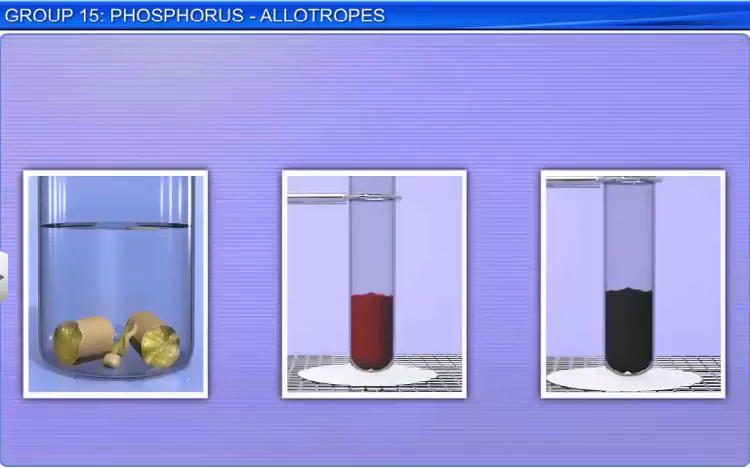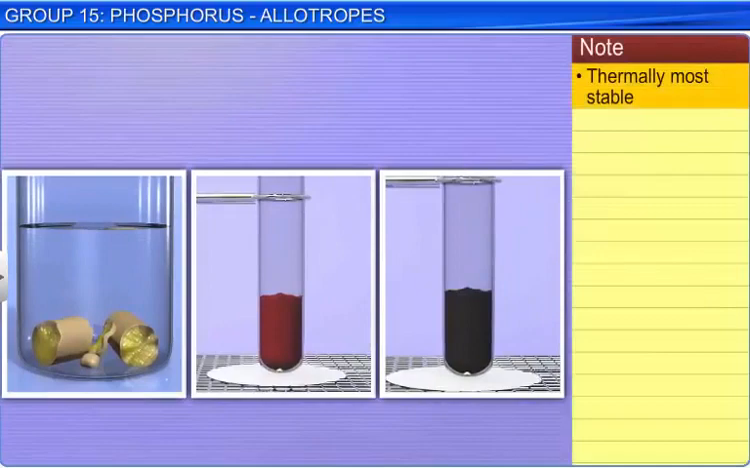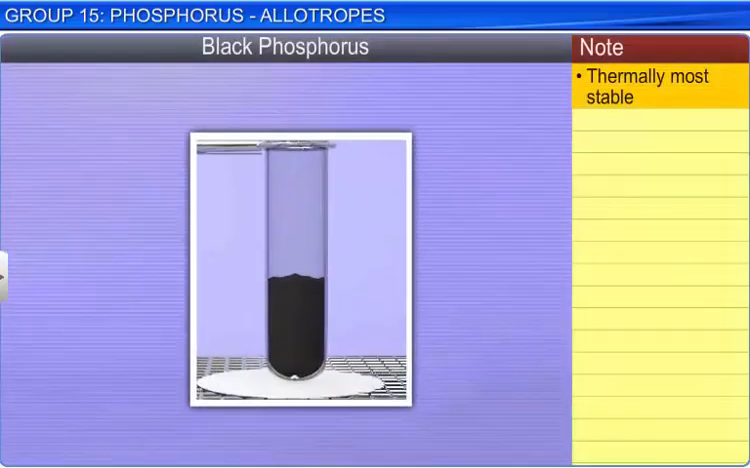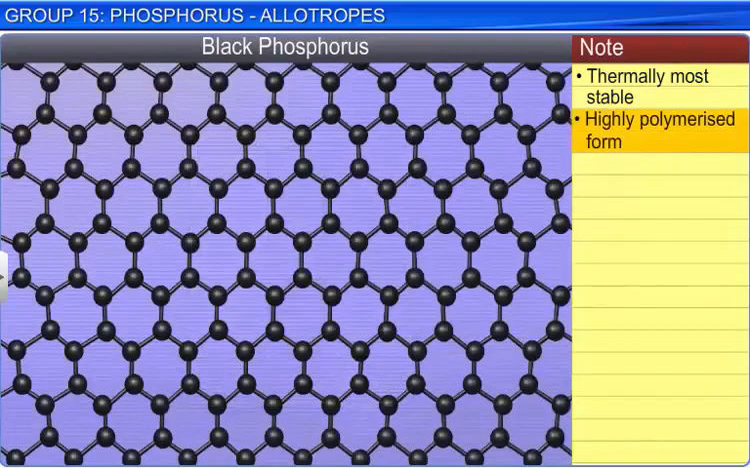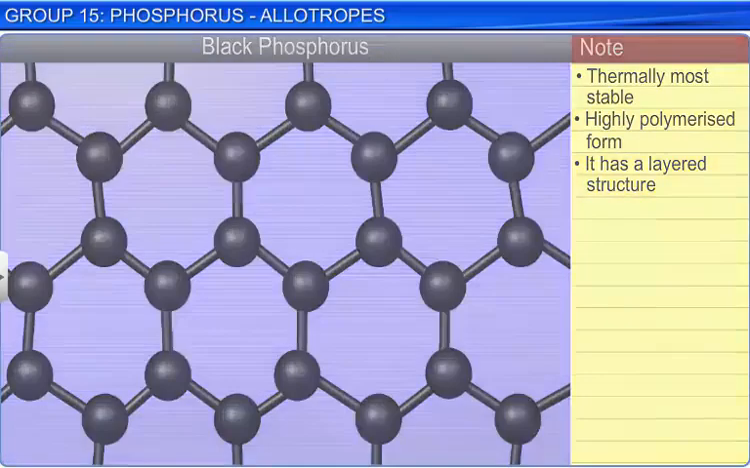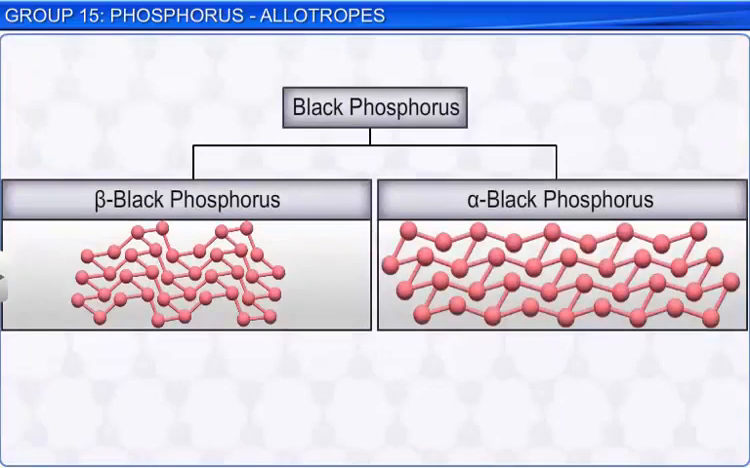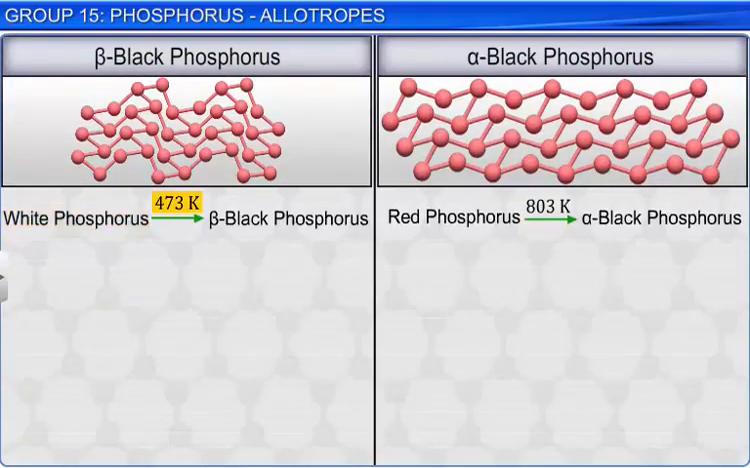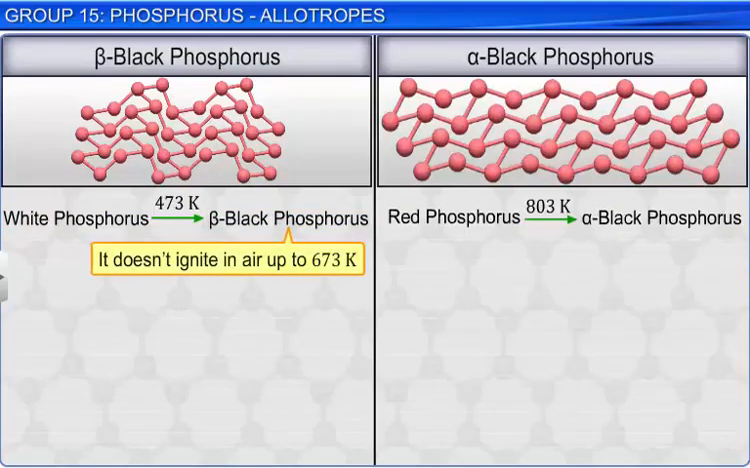The other principal allotrope, and thermally the most stable, is black phosphorus. It is a highly polymerized form of phosphorus. It has a layered structure. It exists in two forms, namely alpha black phosphorus and beta black phosphorus. When white phosphorus is heated at 473 Kelvin under high pressure, it forms beta black phosphorus. It doesn't ignite in air up to 673 Kelvin.